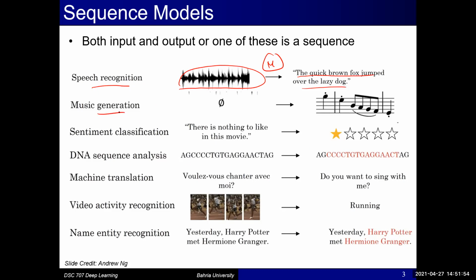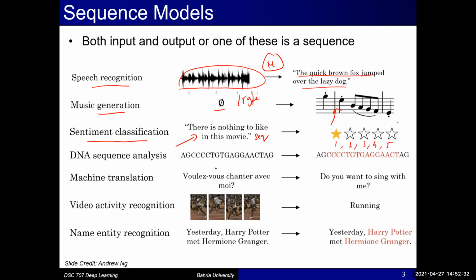Then you can make a model which can generate music for you. The input can be an empty set, nothing, or it can be the type of music that you want, classic music or modern music or anything. And the output is a sequence, which is a computer generated music, which you can listen to. Then again, a very classical problem, sentiment classification. You have a review and you have to predict whether it is 1 star, 2 star, or 5 star. In this case, the input is a sequence of words and the output is a single value, 1, 2, 3, 4, or 5. So the output is not a sequence, only the input is a sequence.